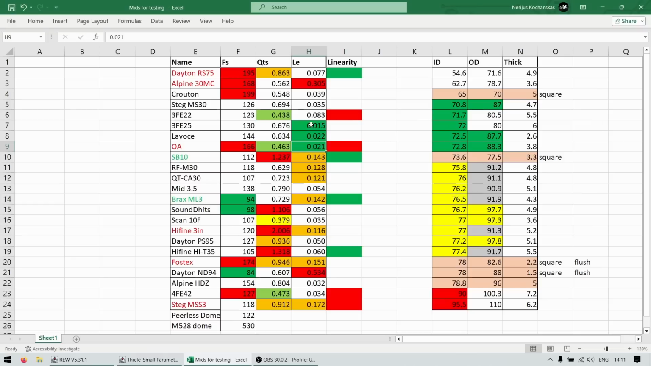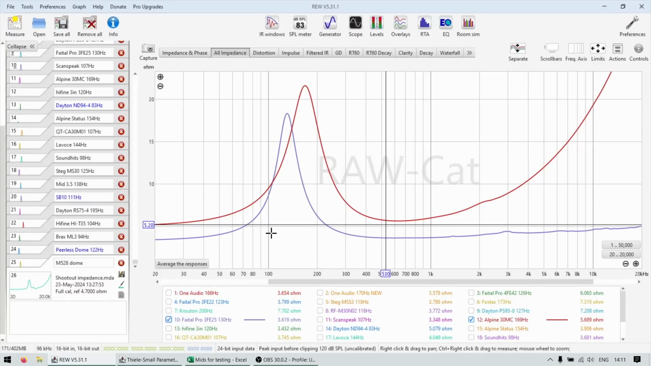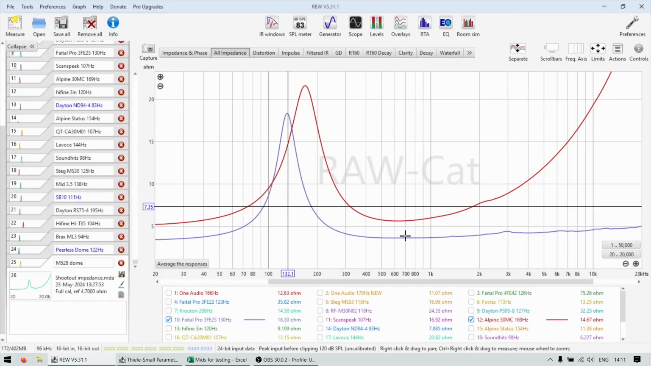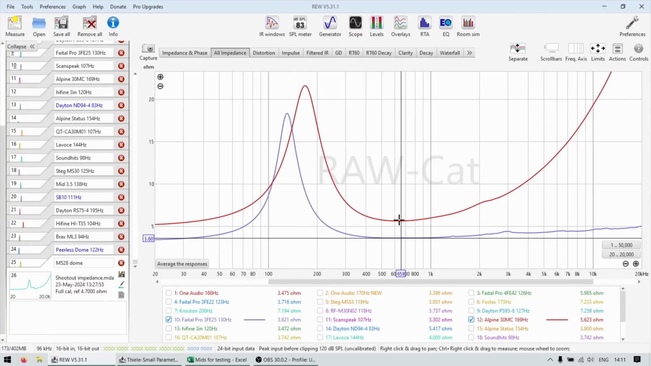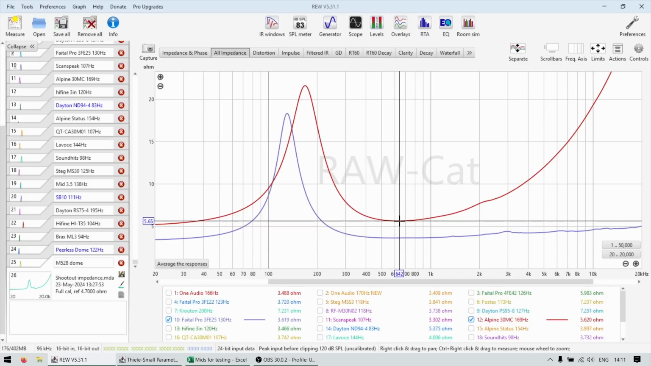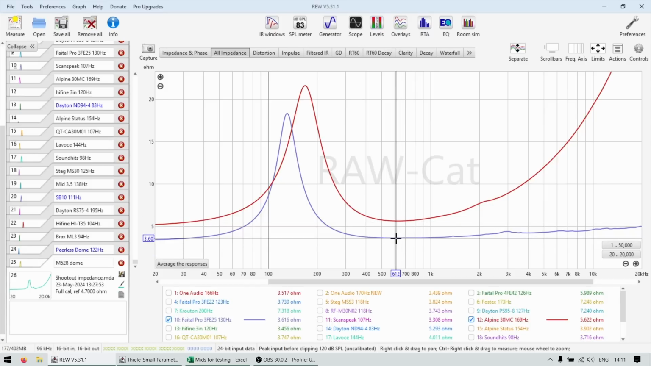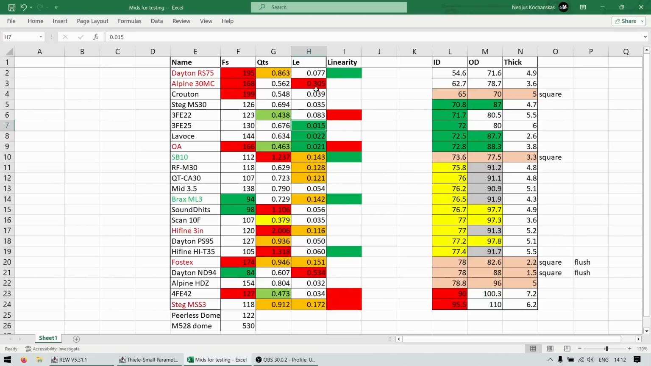So again, just to demonstrate the difference between these, let's take 3FE25 and the Alpine. There we go. So these are the impedance graphs. Obviously, the difference is in the resistance impedance, because the Alpine is a 6 ohm driver and all the other ones are 4 ohm drivers. But you can see the inductance, how big of a difference. The Alpine just rises like a subwoofer, like a mid-bass driver. And for the Fatal Pro, it is just literally flat. And all the other ones, the ones that are not colored, are very, very low inductance.